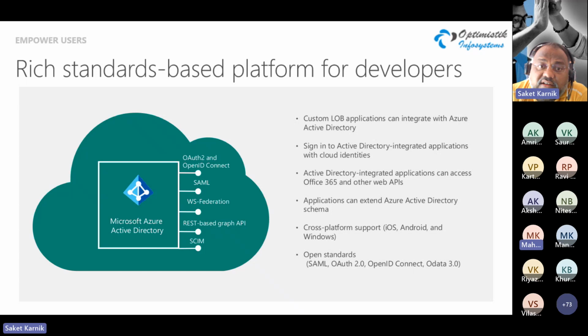Applications can extend Azure Active Directory schema also. I mean, they can put in their own extra requirements for, say, claim-based authentication, authorization, if you are doing. By default, there are some claims which are held by your user principal object within Azure AD. If you want more data to be included as part of the claim, you can do that because the entire framework has been built in an extensible manner. So that is the fourth point. Applications can extend the Azure Active Directory schema as per the need.